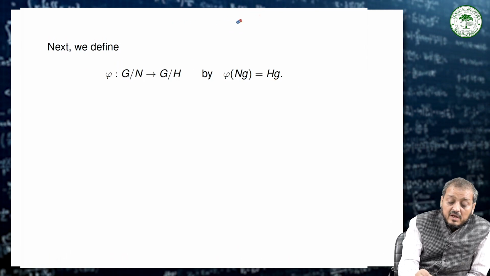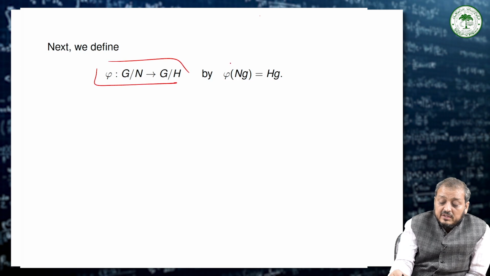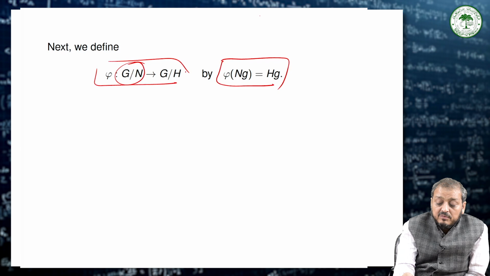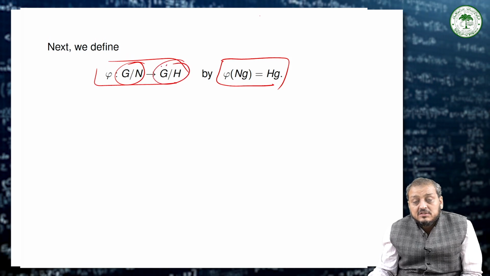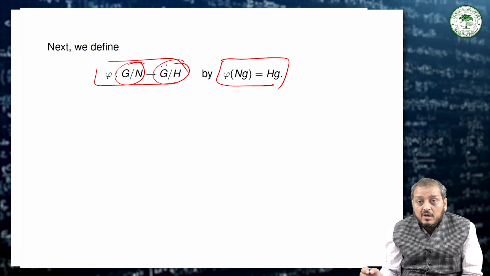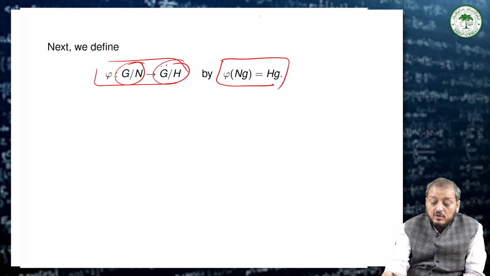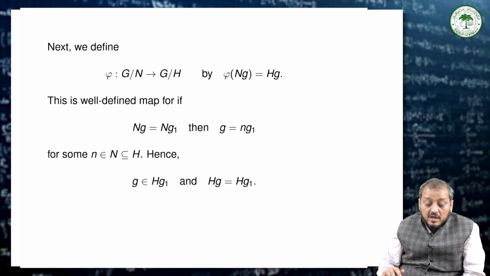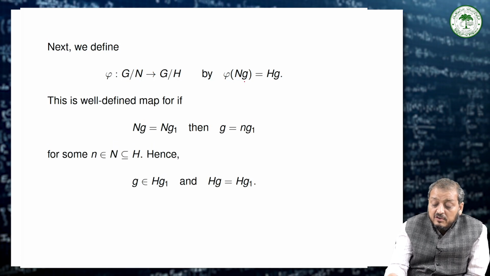Let's define a map phi, and first we show that phi of the element aN is equal to gN types, and phi of the element aH is equal to gH types, because of the quotient factor groups there. So now first we show that this map is well defined.